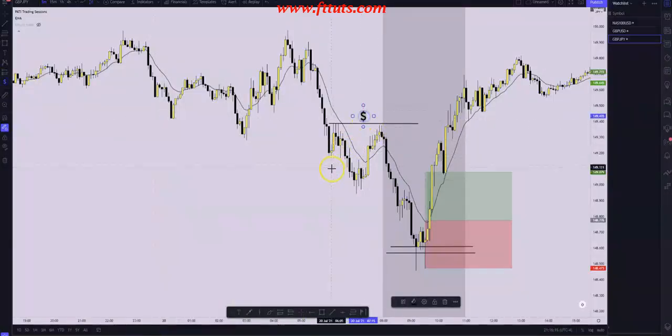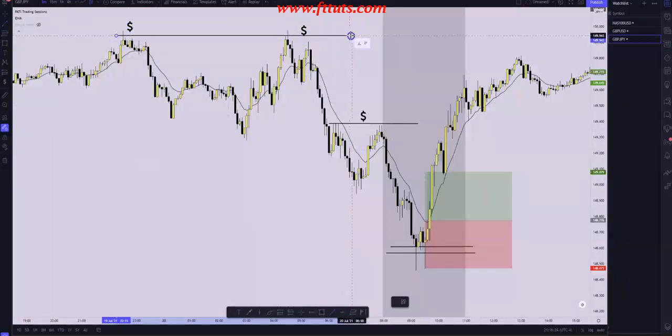So we have liquidity right here. We have liquidity up here. Liquidity up here. Okay. So all these traders sold right here. I have a whole video on YouTube for free about liquidity. So if you're a little bit confused about what liquidity is, just go on my YouTube channel and watch that liquidity video. It's going to make so much sense.